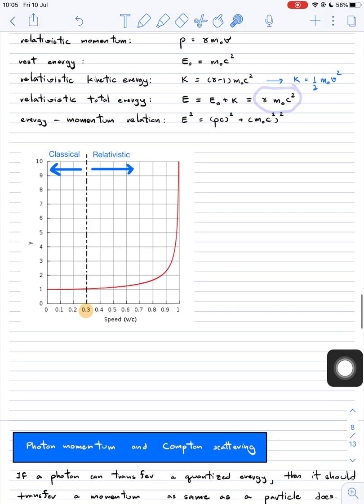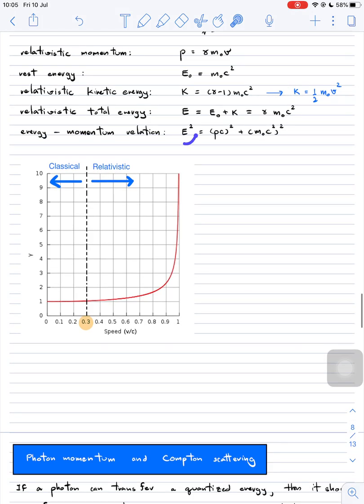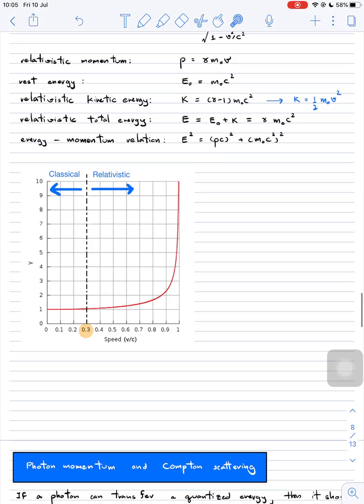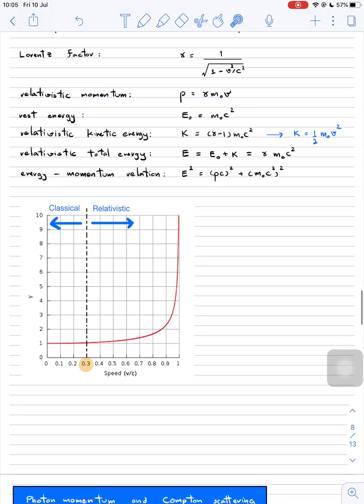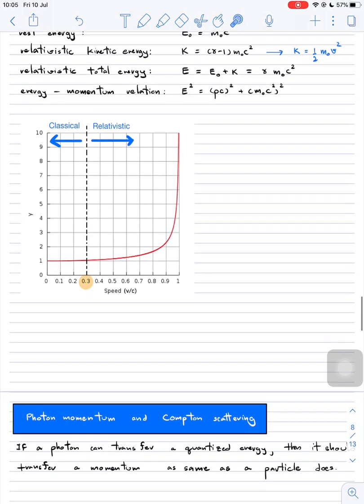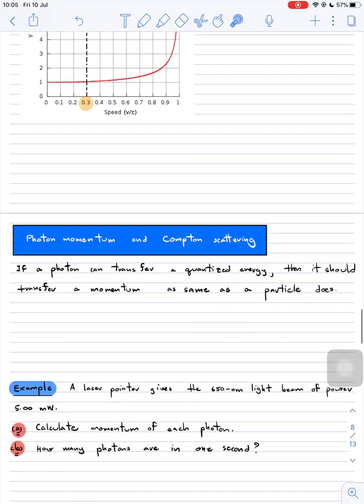And then finally, we have the energy momentum relation. E squared, the relativistic total energy squared, is equal to the momentum of the particle times the speed of light, squared, plus the rest energy squared. This is called the energy momentum relation. And to derive the momentum of a photon, we are going to use this relationship to find the momentum of the photon.